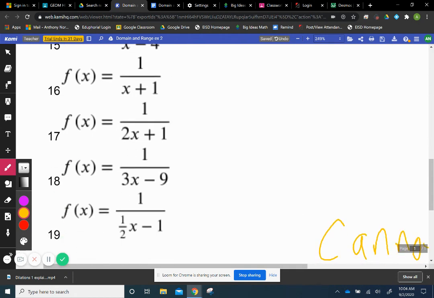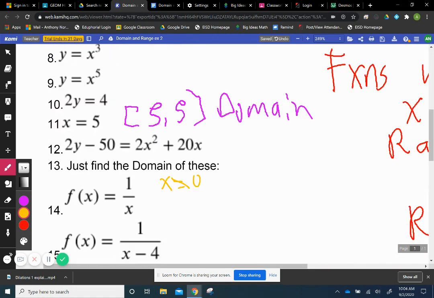And on this one, we have 3x minus 9 does not equal 0. I have this set up. I'll leave that up to you to solve.